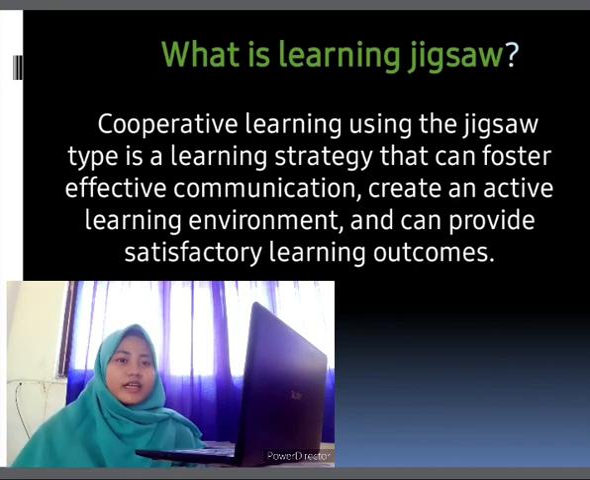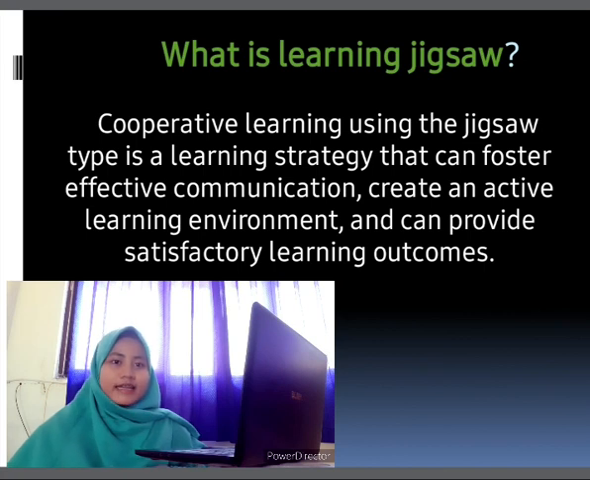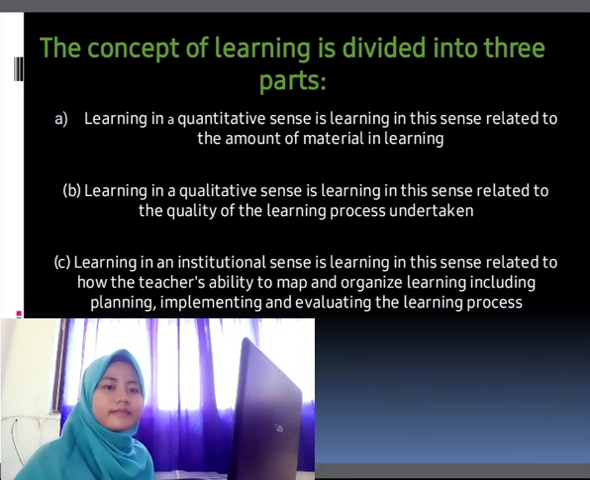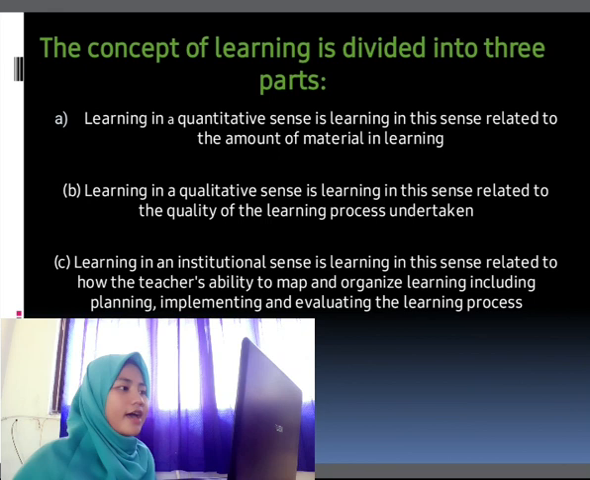Yeah, with learning of jigsaw, the student can communicate effectively, and students can also learn more actively, and the student can learn well. Okay, next. With learning jigsaw, here there are three parts of the concept. Why? Because in learning, the amount of material is processed and evaluation is part of the learning process.